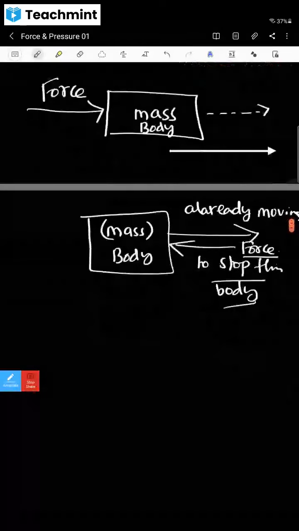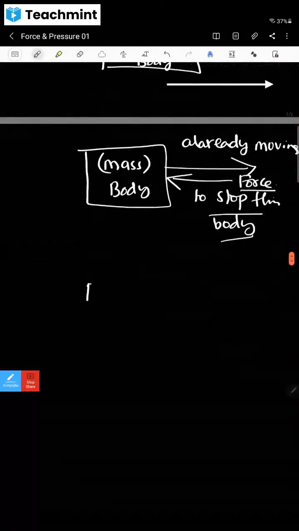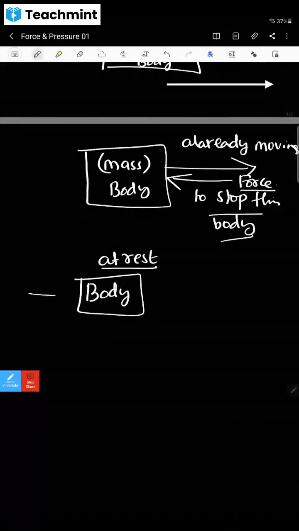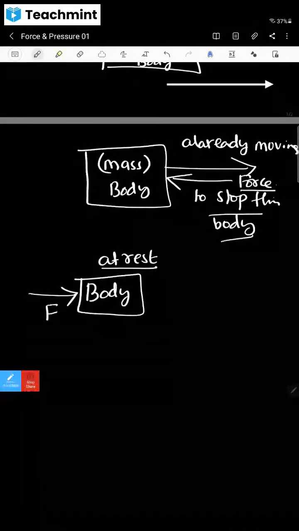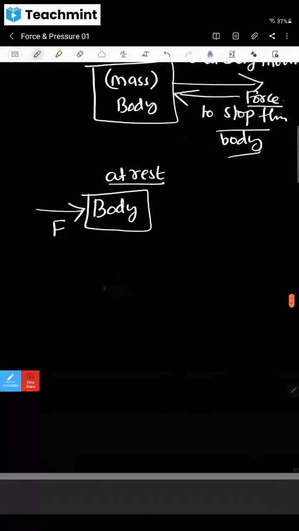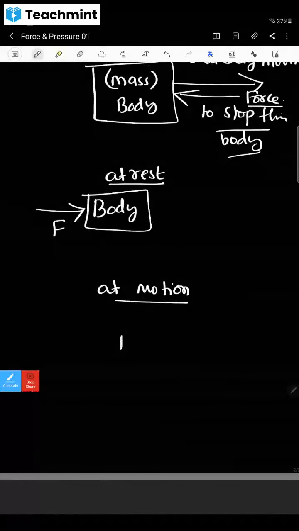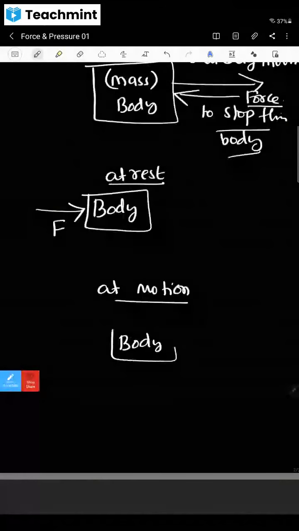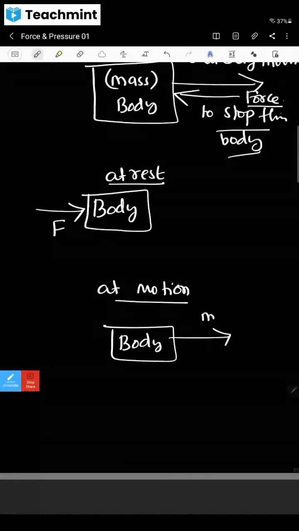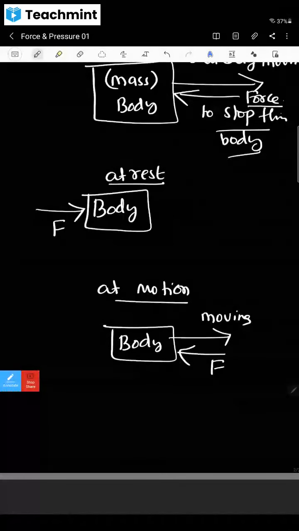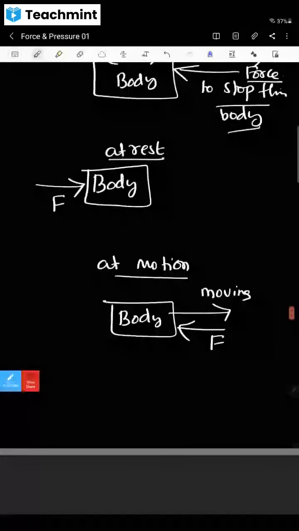If a body is at rest and I want to move it, then also I should be applying force. The symbol of force is F. And there is a body already in motion. To stop this also I need force. Is it clear?